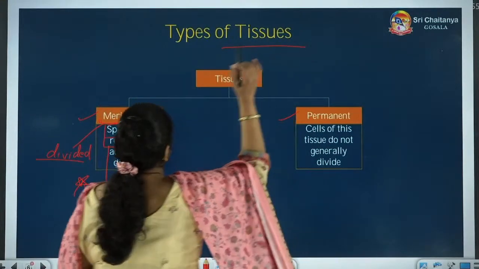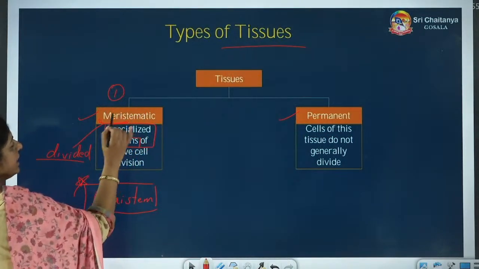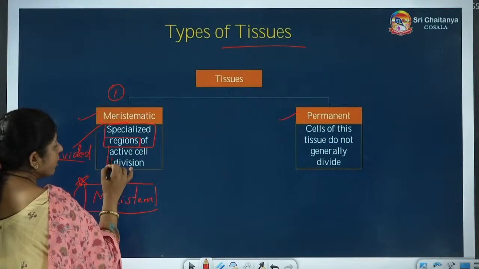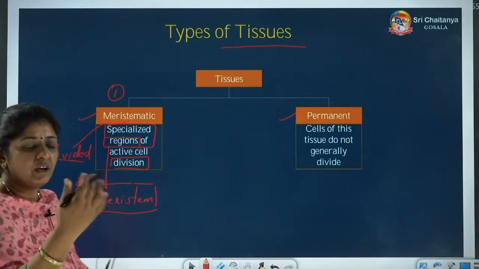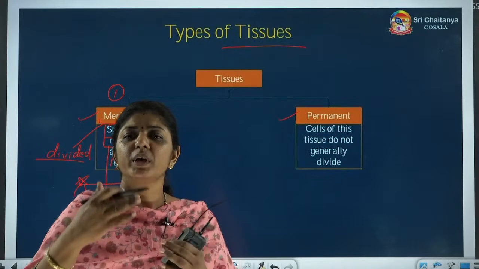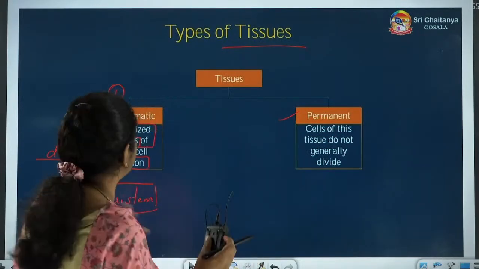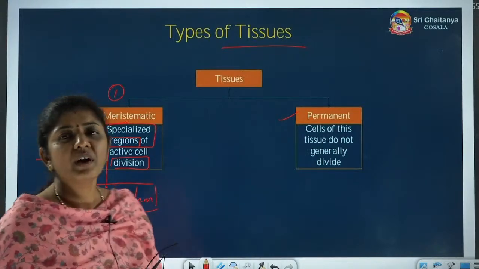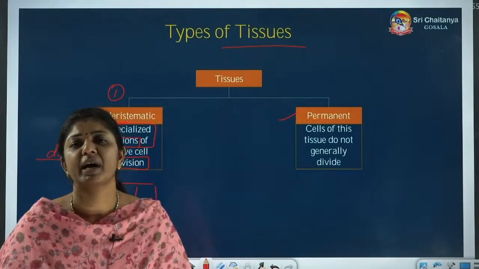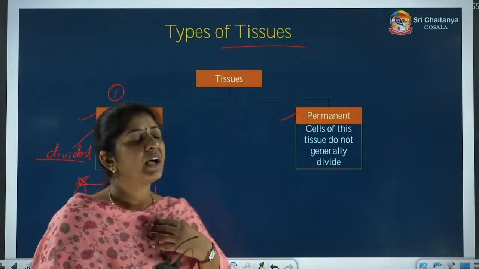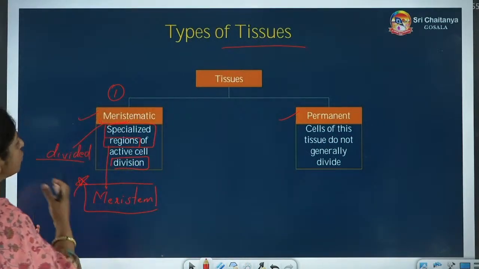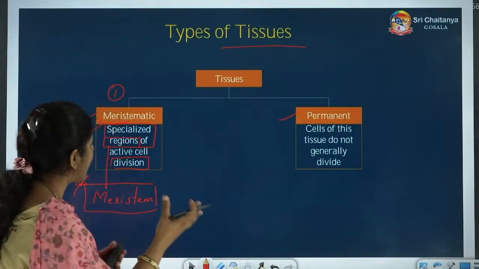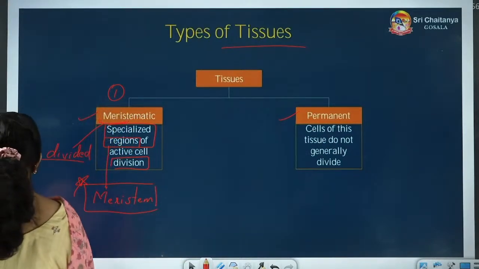Fine. So we are discussing types of tissue. The first type we are discussing is meristematic tissue. Its main property is that the cells keep on dividing. You know that a plant keeps on growing, growing and growing. This is all due to meristematic tissue. Animals do not have such meristematic tissues. That's why they cannot grow throughout their life, but plants can grow throughout their life.